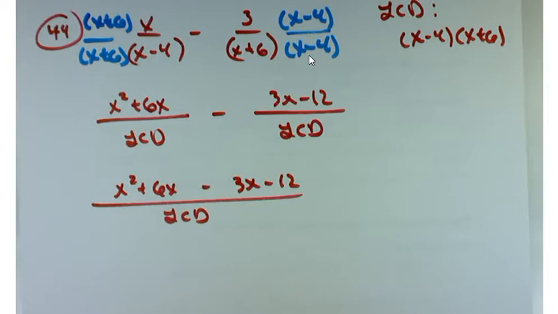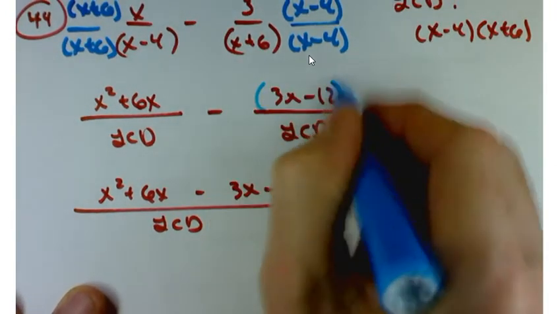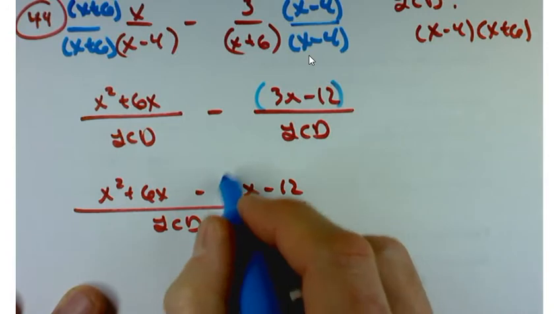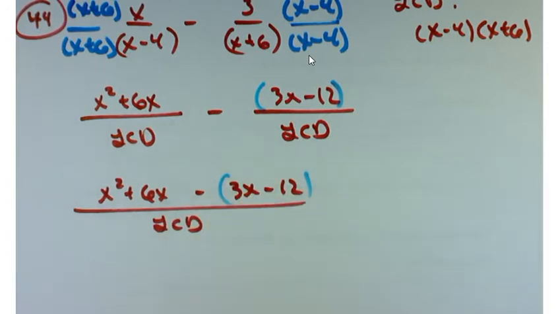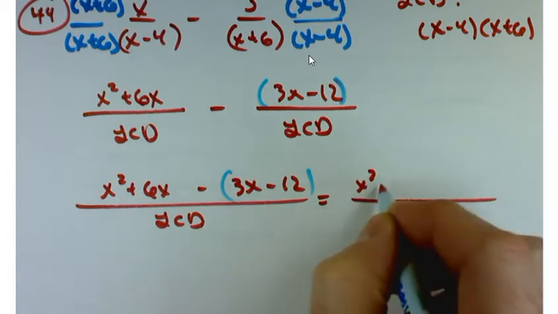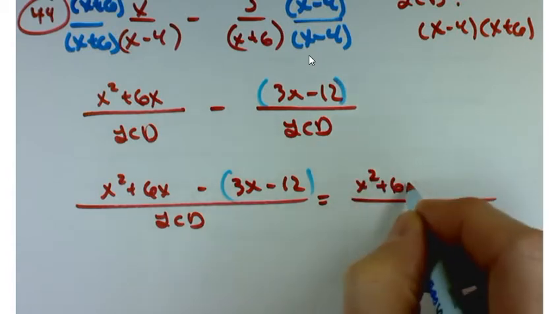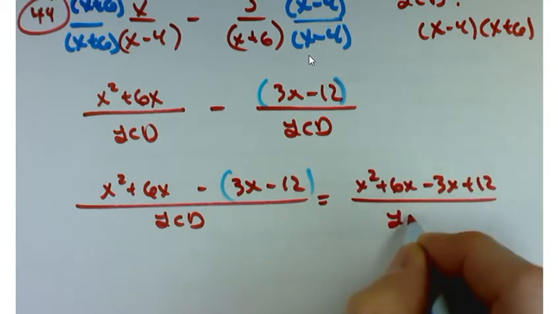Good. Should be plus 12. And to see that, what you could do is realize that there's parentheses around this, and that negative has to distribute itself. Now, if we distribute that negative, then we end up with x squared plus 6x minus 3x plus 12 over the LCD.